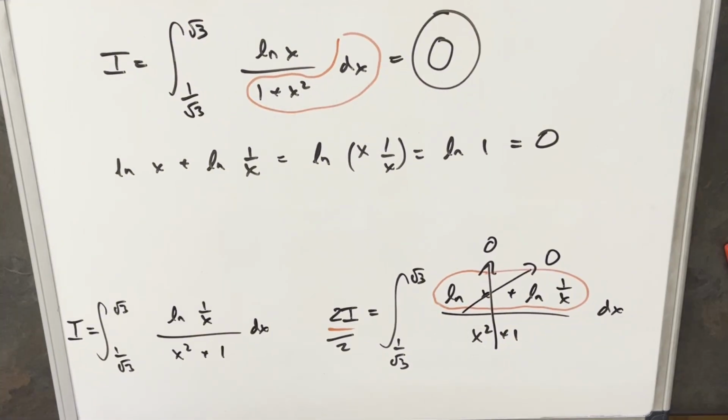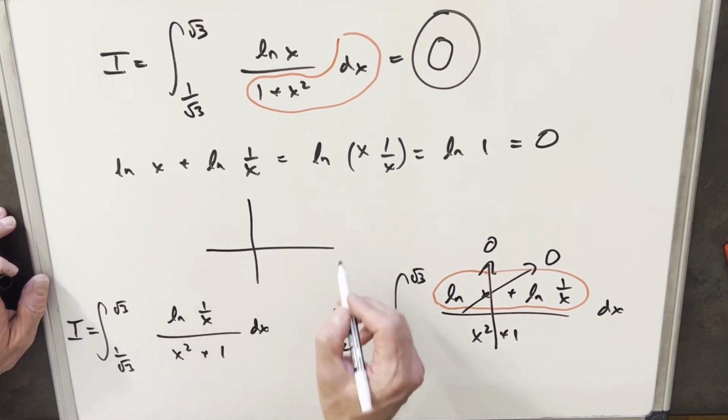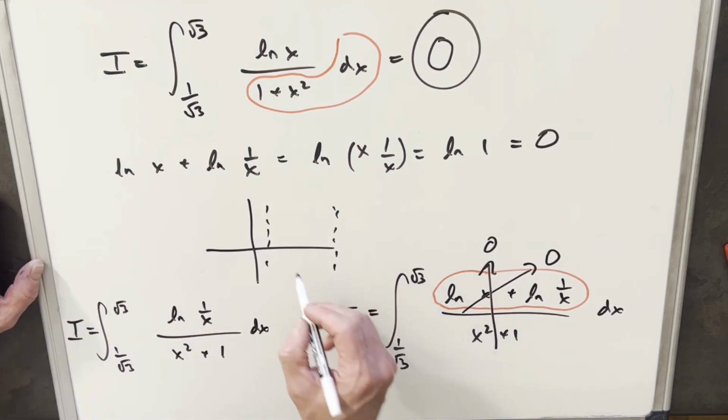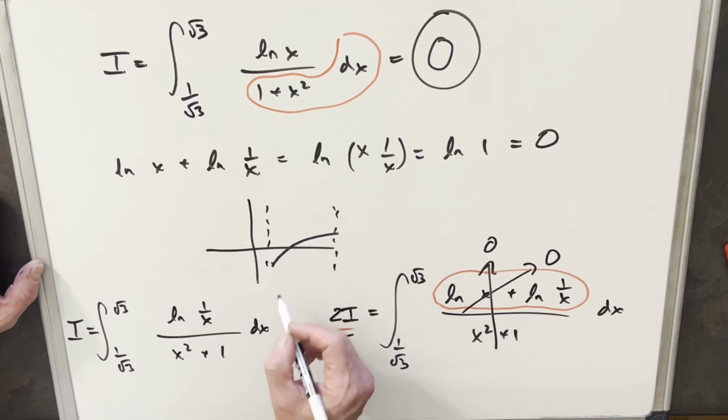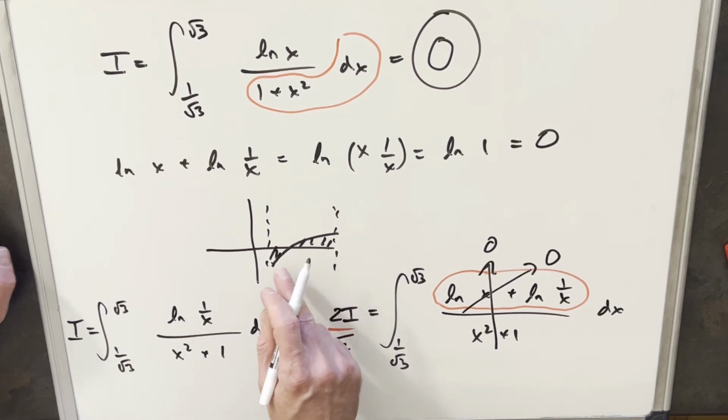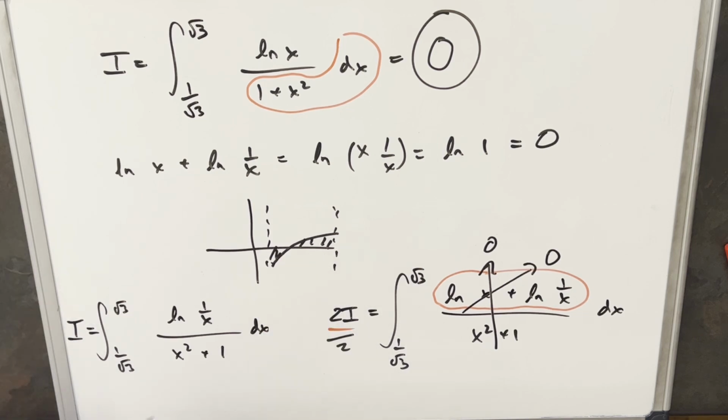I thought it was kind of interesting because if you look at a graph of this from 1 over square root of 3 to square root of 3, it's kind of, I don't know, real rough. It's kind of this shape. So it has positive area here, but it has negative area that offsets it. So looking at a graph, you don't necessarily think it's 0, but it actually works out to 0.